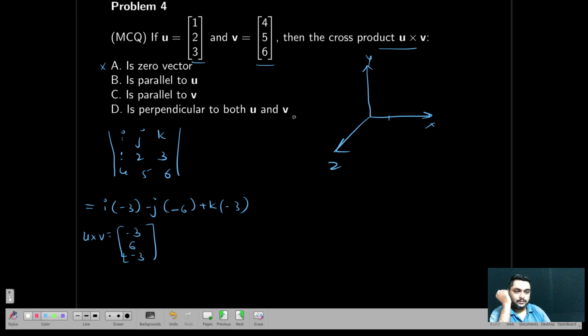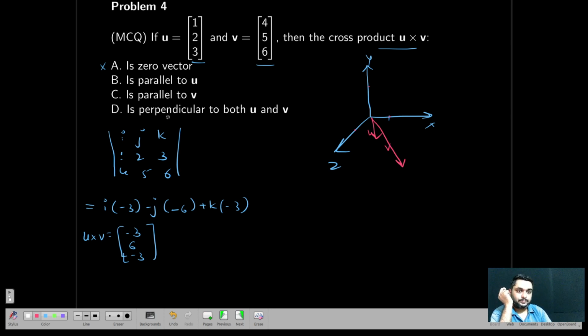Okay. So where is x? X equal to 1. Then y equal to 2, say somewhere here, and z equal to 3 somewhere here. So the vector is, say, somewhere here. Then 4, 5, 6. Say 4, 5 and then 6. So the vector is this one. This is u, this is v.